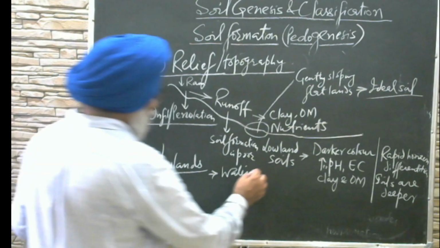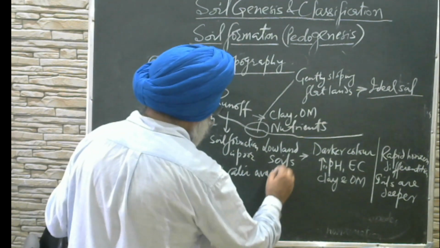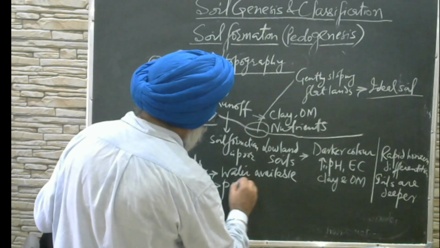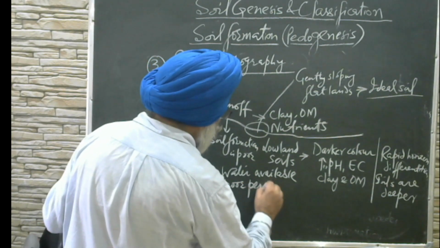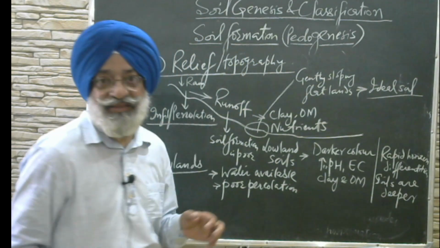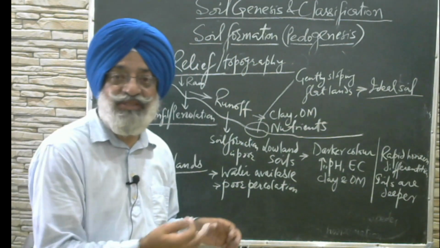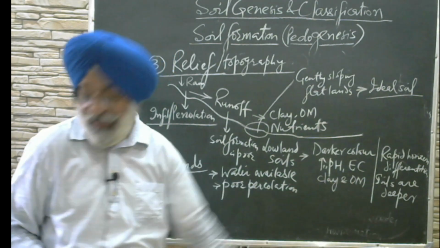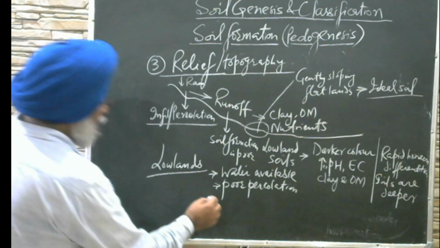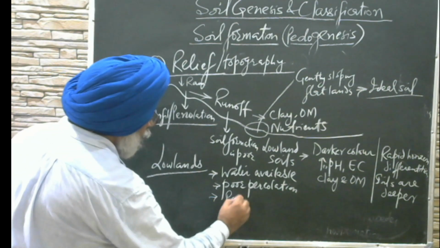Percolation is very poor. Water is available, but poor percolation. Why poor percolation? Because the surface has been sealed. The soil surface has been sealed because of clay and organic matter particles. So this will then result in poor soil development.